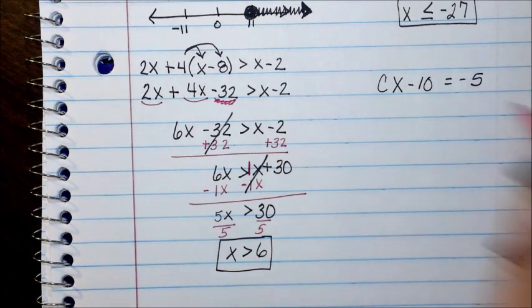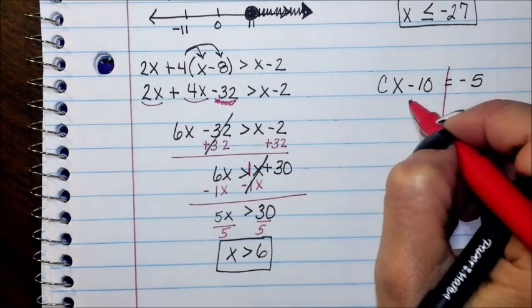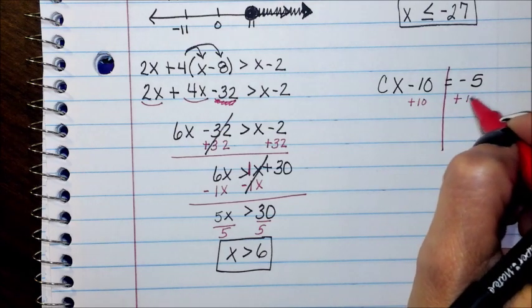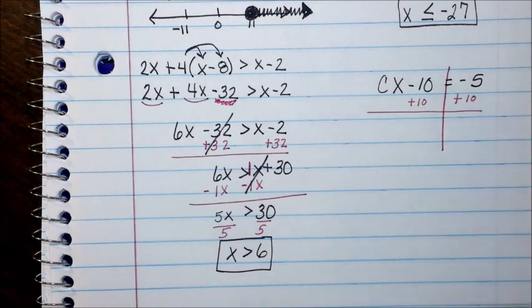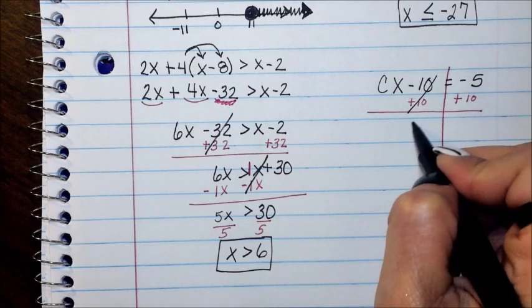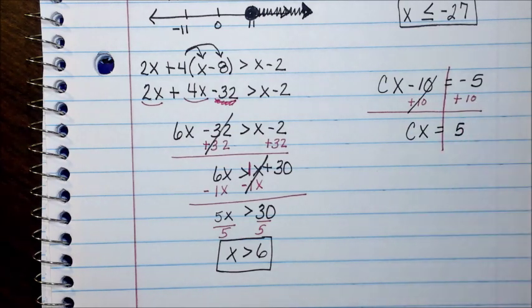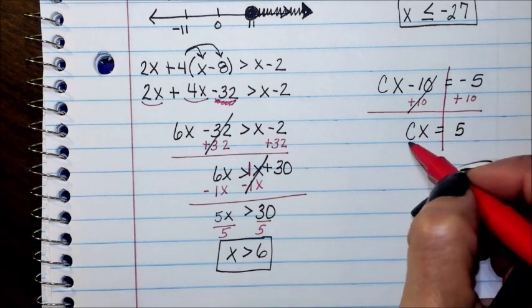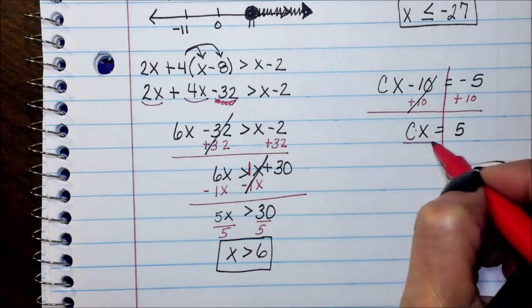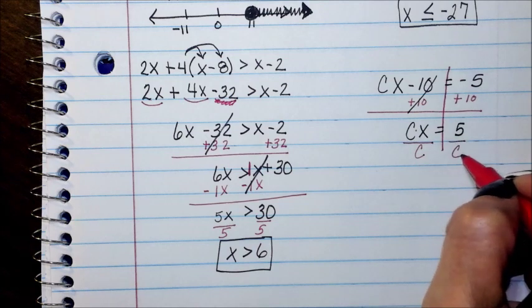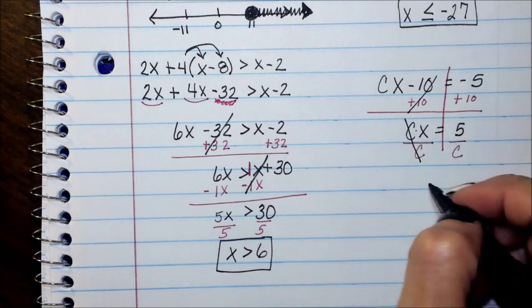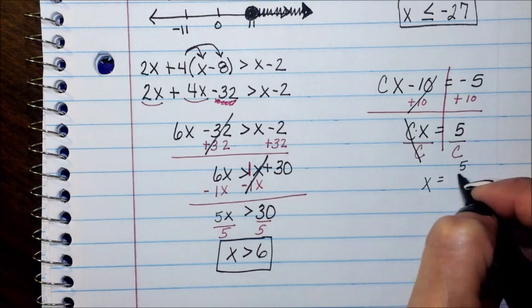All right. If I was solving for x, I would start by adding 10 to both sides. So that'll cancel out. So I'll get Cx equals 10 minus 5, which is 5. To get the C away from the x, this is multiplication. To undo multiplication, I just do division. So x equals 5 over C.